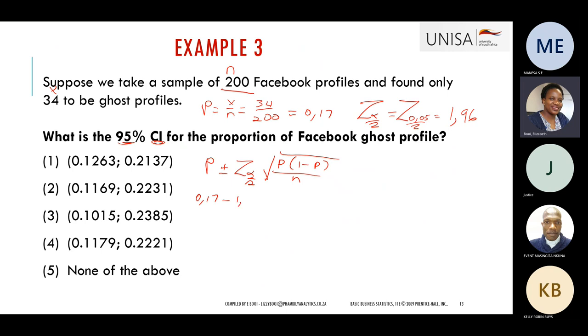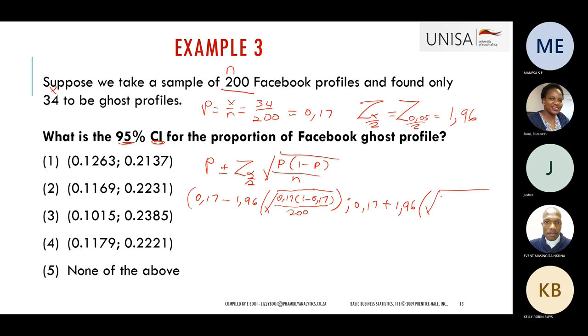So just substituting the values, 0.17 minus 1.96, because I'm going to do lower limit and upper limit, times, I'm just gonna put it in the bracket, times 0.17 times 1 minus 0.17 whose bracket divide by n is 200 close bracket, and 0.17 plus 1.96 times the square root of 0.17 times 1 minus 0.17 divided by 200. Close my limits. Okay. So let's go find the answer.